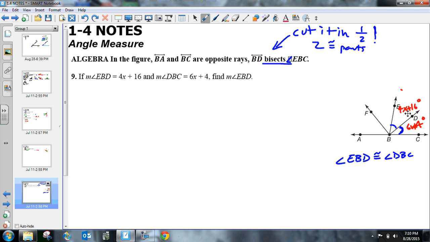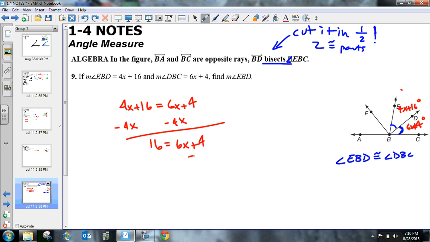Okay, so here's what I've got. Because they are congruent, because they have the same measure, I can set these two things equal to each other, and I can say 4x plus 16 is equal to 6x plus 4. Okay, and I could subtract 4x from both sides. All right, and so I get 16 is equal to 2x plus 4. If I subtract 4 from both sides, then I get 12 is equal to 2x. Ooh, look at that. Divide by 2, divide by 2. Folks, x is equal to 6.